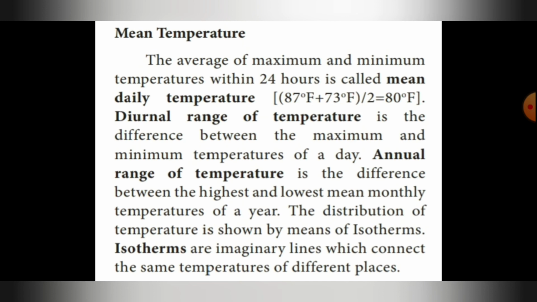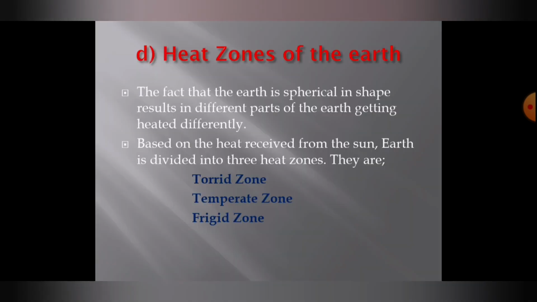The distribution of temperature is shown by means of isotherms. What are isotherms? We saw in the previous slide, isotherms mean equal temperature. Isotherms are imaginary lines which connect places having the same temperature.